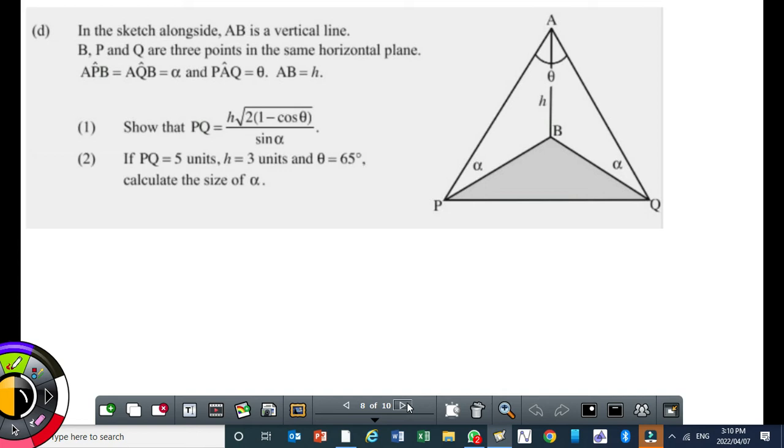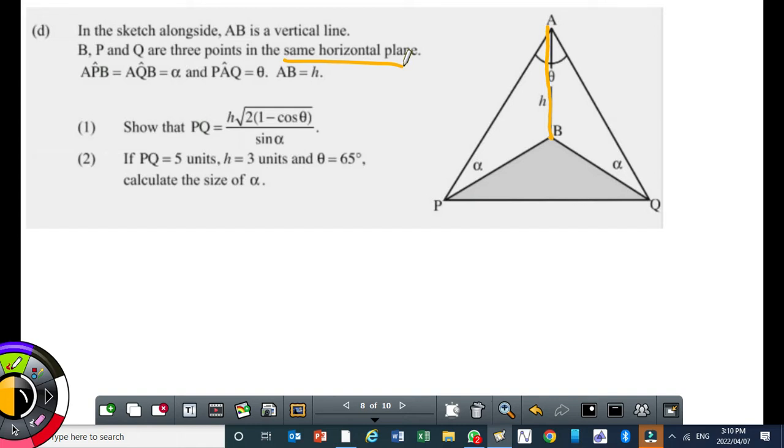He says, in the sketch alongside, AB is a vertical line, right? So again, we have got AB here. That's AB. It's a vertical line. Then B, P, Q are 3 points in the same horizontal plane, which means they are like the floor in the classroom. And AB is like me standing upright.